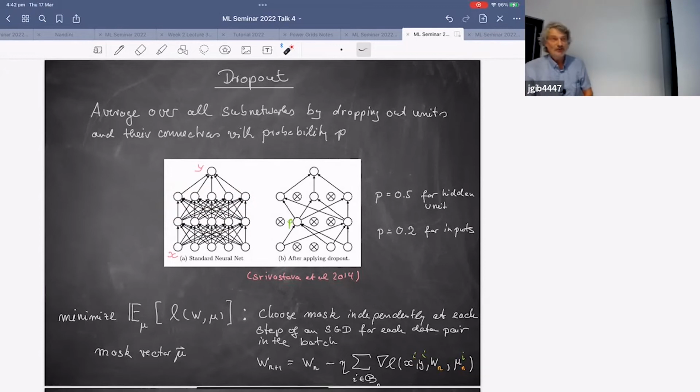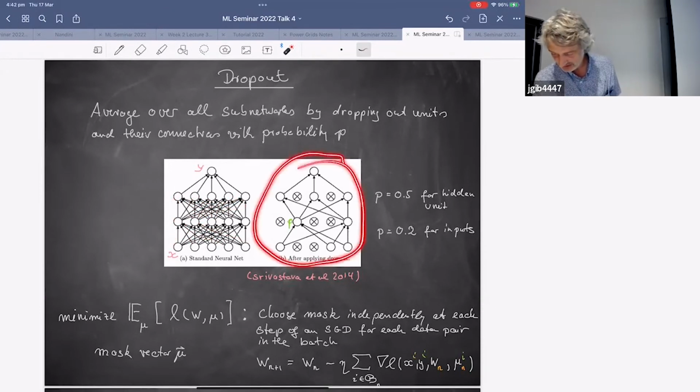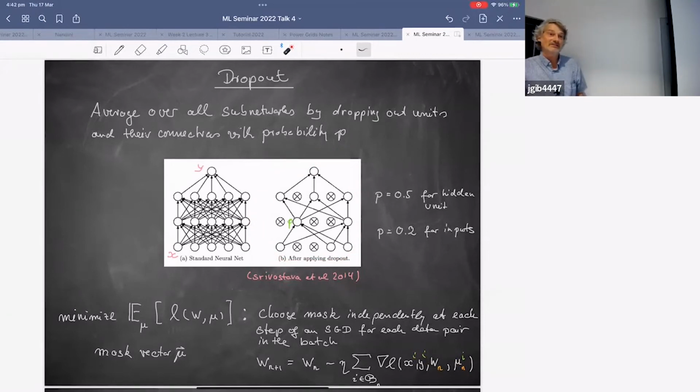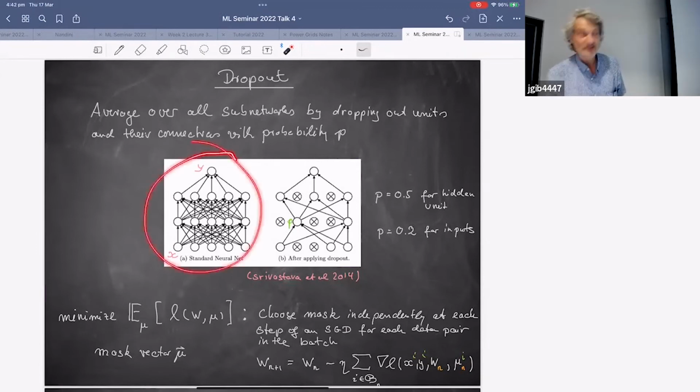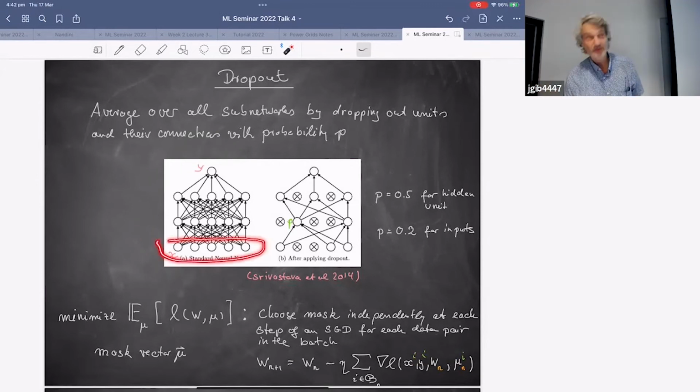Okay. So now we're going to create subnetworks, where with a probability P, we say that one of those units is on or off. Okay, and if it's off, we delete that unit and all its connections. Okay, so this is one example of where we apply dropout, where we select one of those networks. So if there are n nodes in here, there are going to be 2 to the n subnetworks. Okay, one of those subnetworks has no inputs.